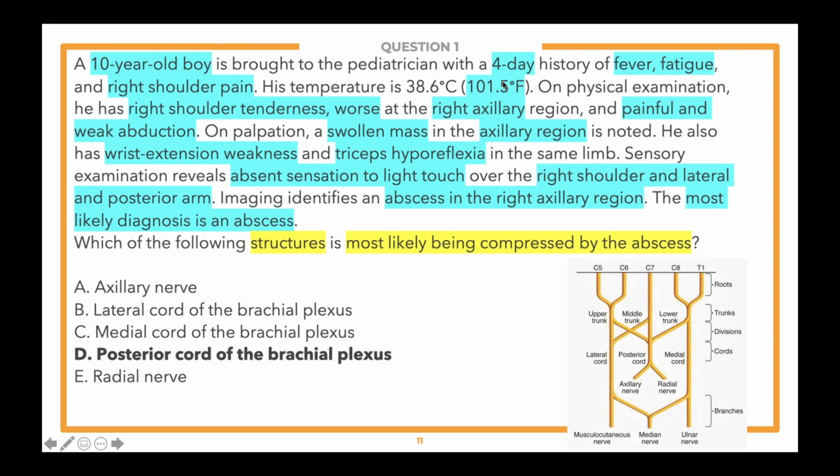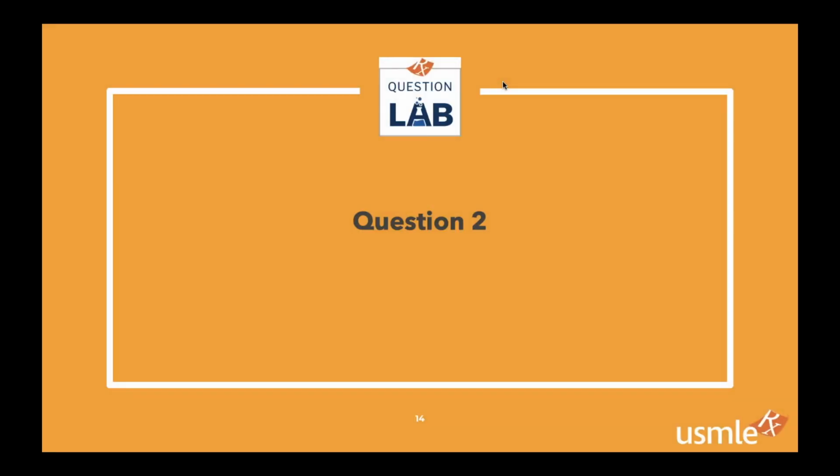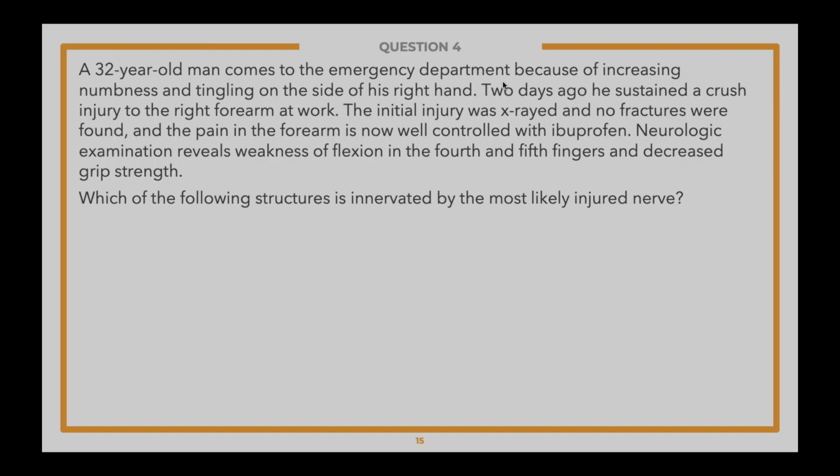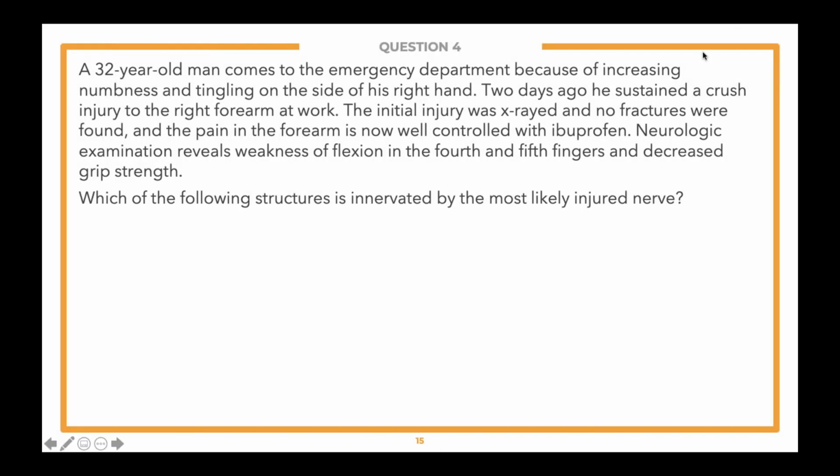Let's move on now to our second question of the evening tonight. Once again, the answer choices are covered up, and we will begin with that lead-in. Which of the following structures is innervated by the most likely injured nerve? I'll give all of you a few moments here to respond in the question box and let us know how many steps you believe this question will require, and then we'll move on to that vignette.